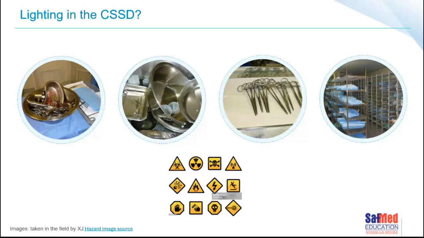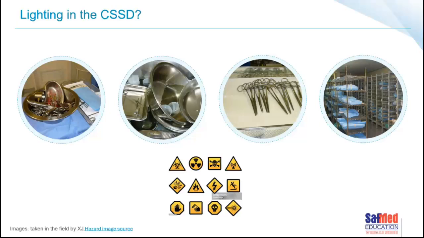Again, we know that it's important to be able to see in the CSSD. I think we've all figured that out, but why? Of course, there are a multitude of hazards. If you're on the dirty side of the CSSD, there are biological hazards, there's pathogenic microorganisms, there's potential for injury with sharps, and all of these horrible things around our dirty side of the CSSD.